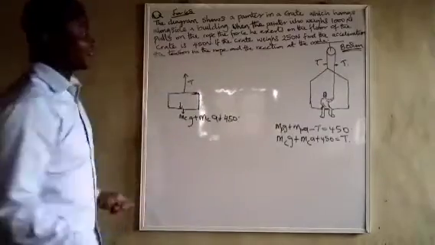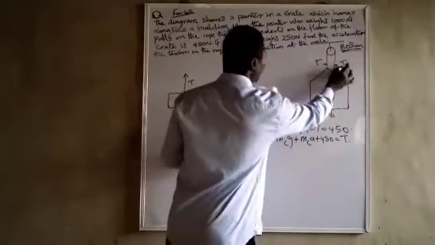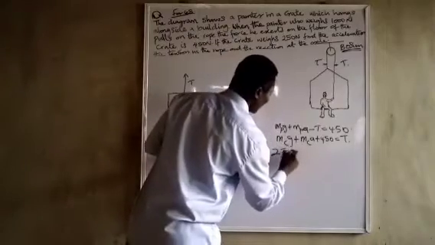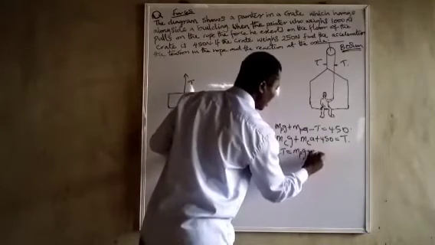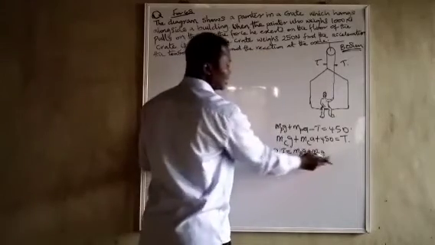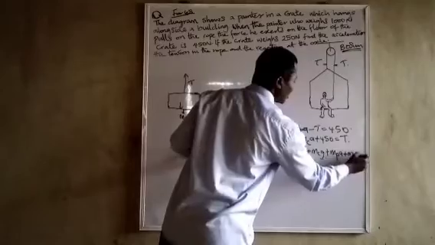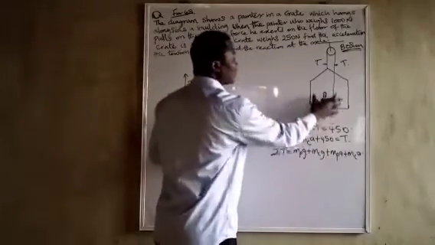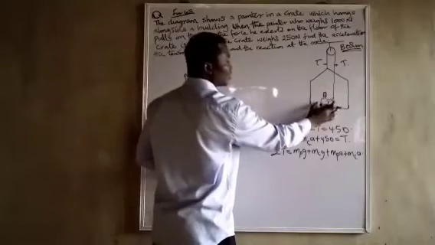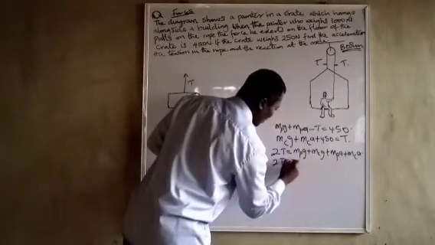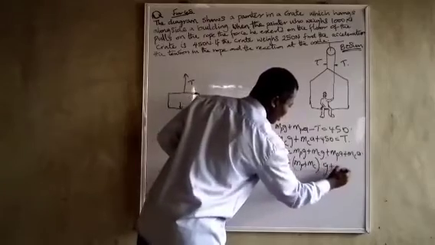Now, if you look at the whole arrangement, 2T is equal to MPG plus MCG, where G is acceleration due to gravity, plus MPA plus MCA. You understand? So which means that the total force on this one is equal to the weight plus the force due to acceleration. Therefore, 2T is equal to MP plus MC into G plus A.